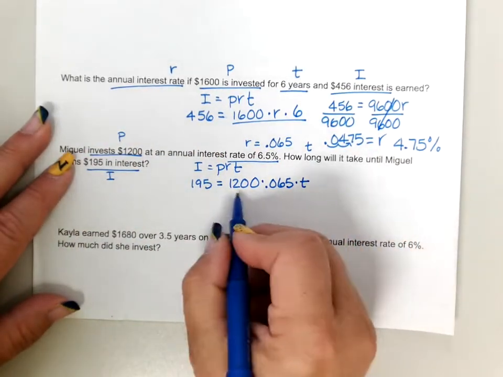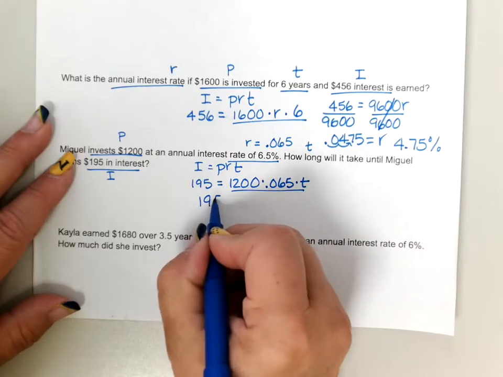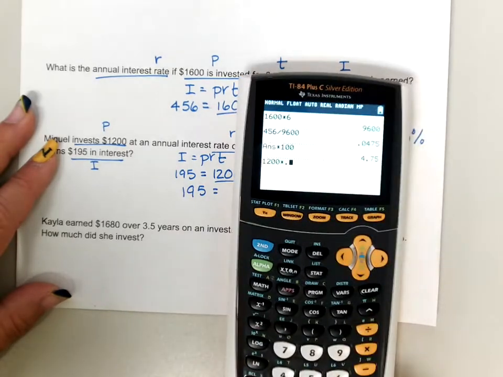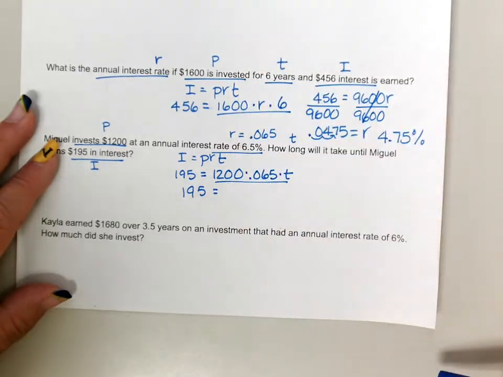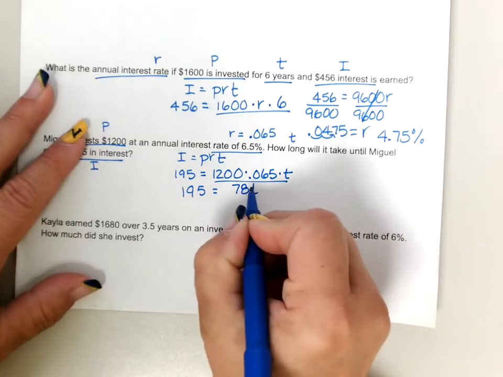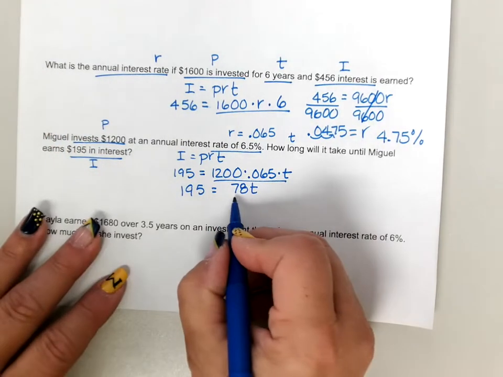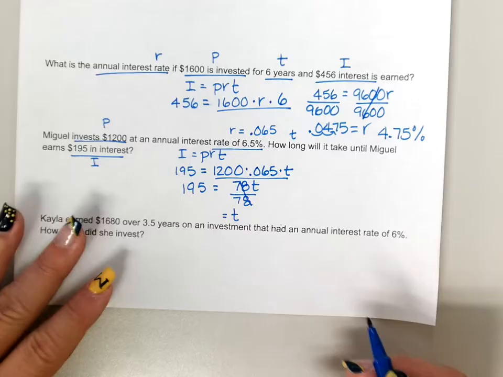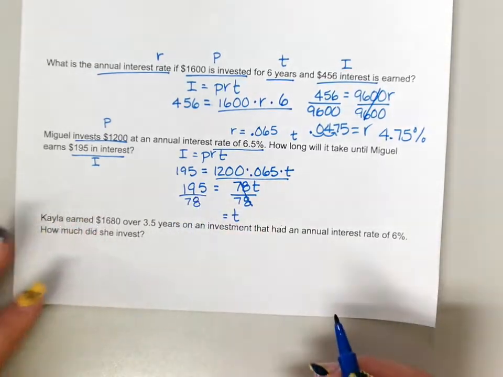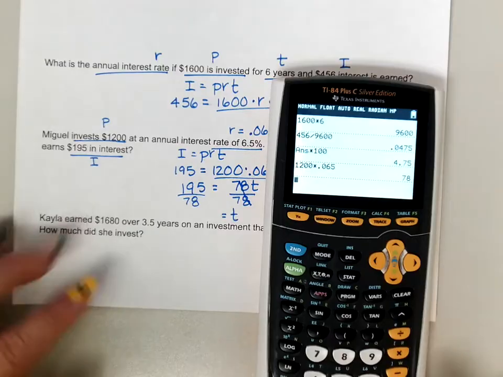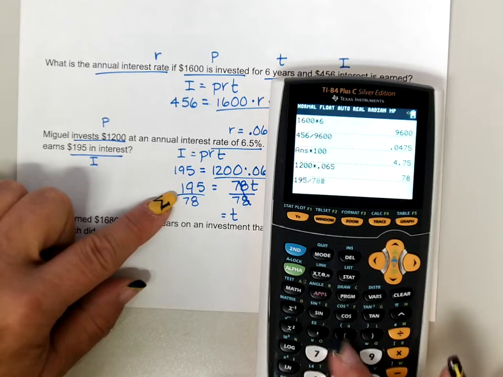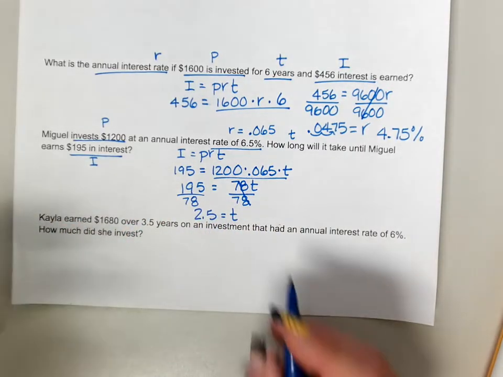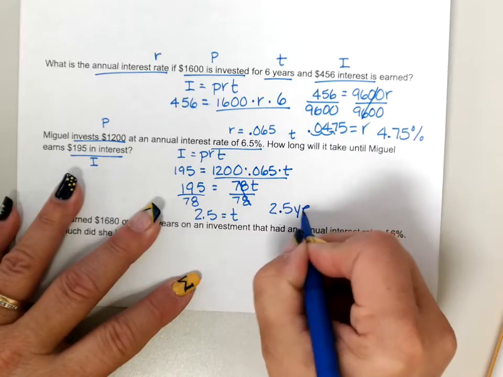Times T. So on this side, I want to make sure that I simplify. So I got 1,200 times 0.065. That gives me 78. So I have 78 times T. I'm trying to find T, so I've got to get it by itself. So I divide that by itself to get T alone, get 1 T. Whatever I do on one side of an equation, I have to do on the other side of the equation. So I've got 195 divided by 78. That gives me 2.5. So 2.5 years.